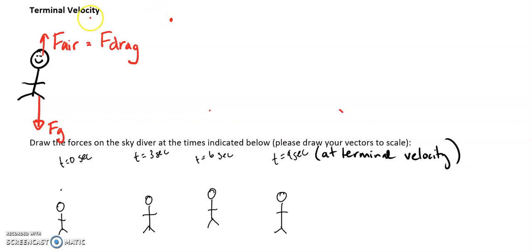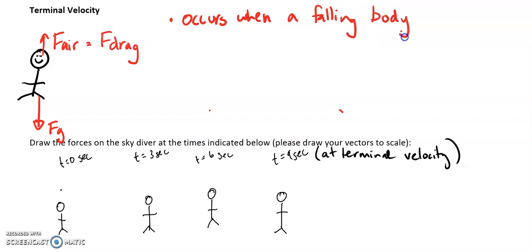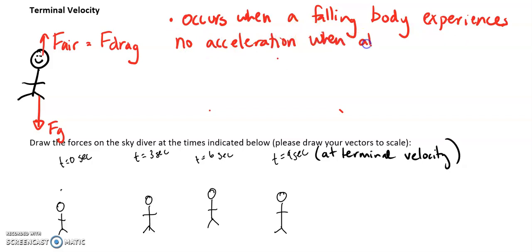Let me just also write down the definition for terminal velocity. So this occurs when a falling body experiences no acceleration when all the forces acting on the body are balanced.